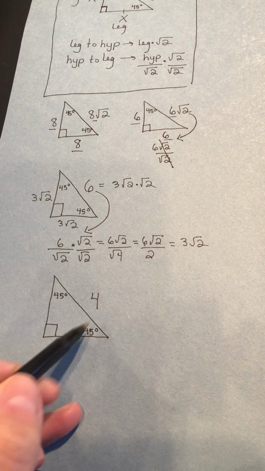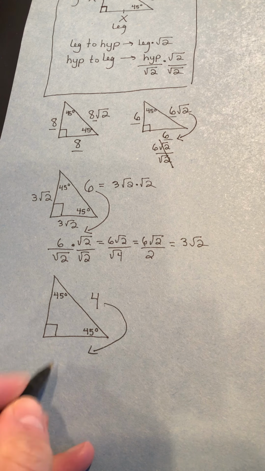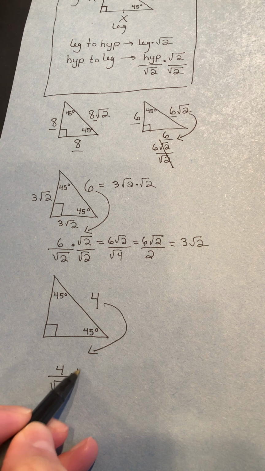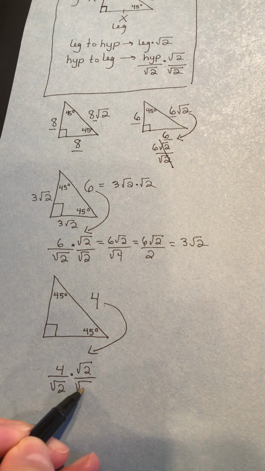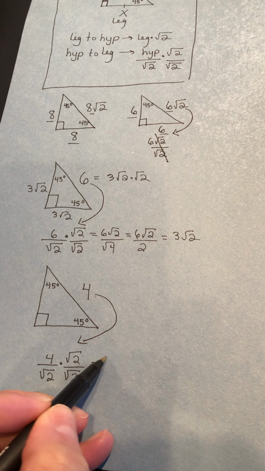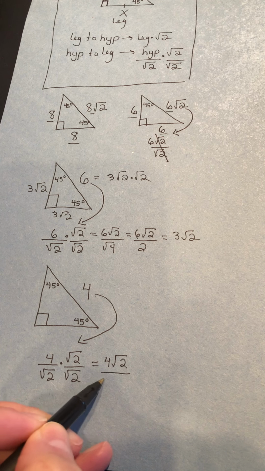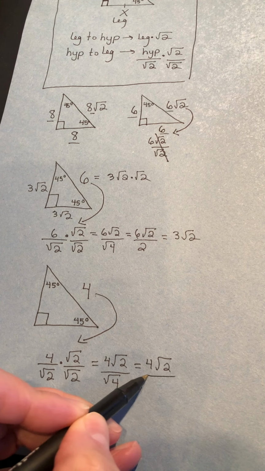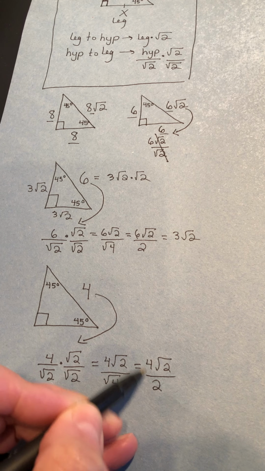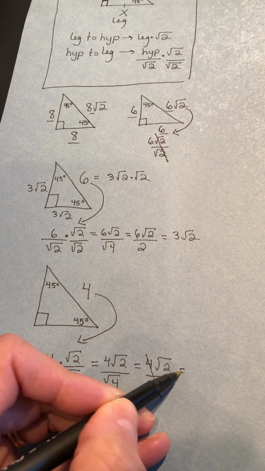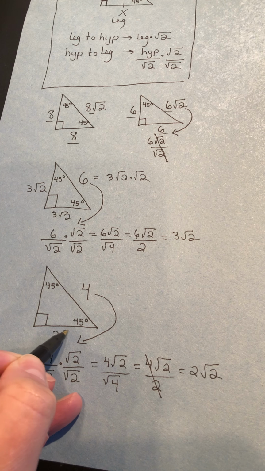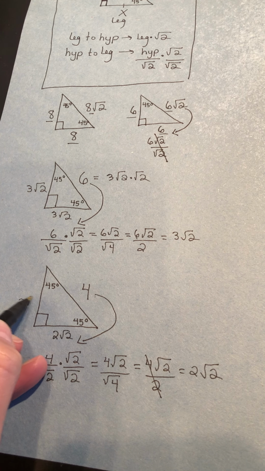Okay, in this case, to go down, we want to divide. 4 divided by the square root of 2. And again, I have to rationalize and multiply by root 2 over root 2. This becomes 4 root 2 over the square root of 4. We know the square root of 4 is 2. And we have to reduce our fractions. 4 divided by 2 is 2. I now know that each leg is 2 root 2.